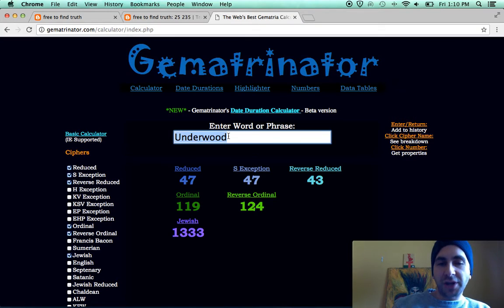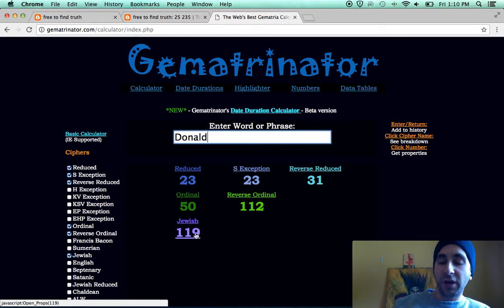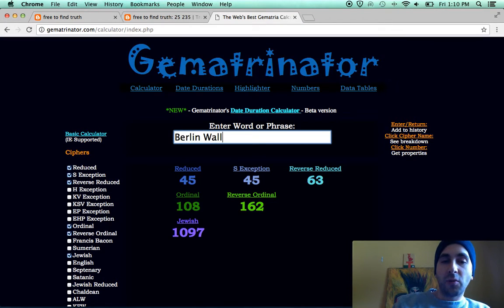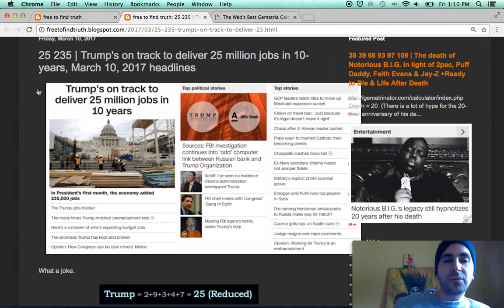And Jewish gematria, notice the 119 for Underwood. Donald's also 119, announced as the 45th president on the anniversary of the fall of the Berlin Wall, 11/9, 119. Berlin Wall 45. Mr. Trump, who ran on building a wall. Anyway, Donald Trump, he's just the stooge. The market's not booming because Donald Trump's there. It's all part of the show.